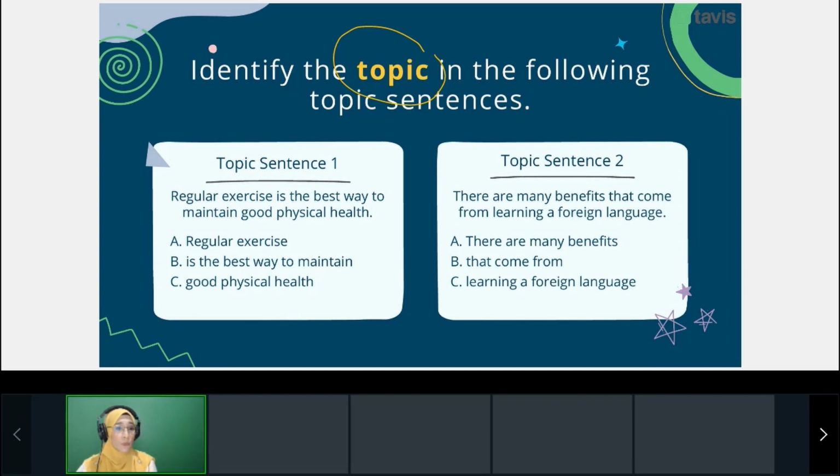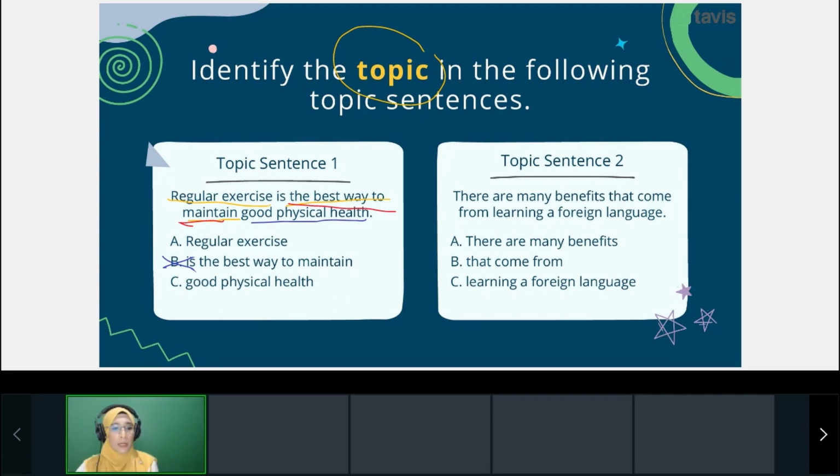So in this case, which one is the topic in this topic sentence? Is it talking about the regular exercise, or is it talking about the best way to maintain, or is it talking about the good physical health? I'm sure that B is considered wrong already, because it's not talking about the topic at all. So now you are left with A and C.